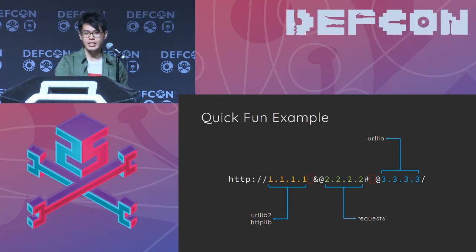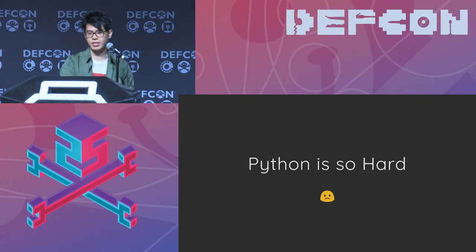Actually, even Python's built-in libraries treat the same URL differently. urllib accesses the blue part, and urllib2 accesses the orange part, but green is requests. It sounds crazy. Python is really, really hard. I don't understand Python.